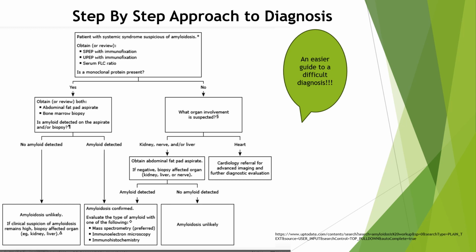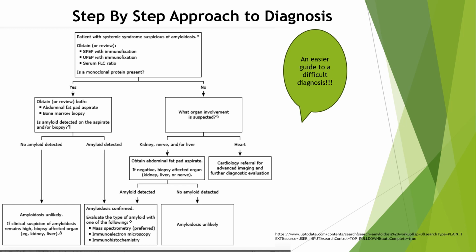And there's a reason that we take an abdominal fat pad aspirate instead of taking a biopsy sample from the affected organ. There are a lot of consequences if we take a biopsy sample from an affected organ, for example kidney and liver, because there are a lot of chances of bleeding. So the first and foremost thing that we do majorly is go for the abdominal fat pad aspirate and bone marrow biopsy. Now there are two situations ahead: either the amyloid is detected, or the amyloid is not detected.